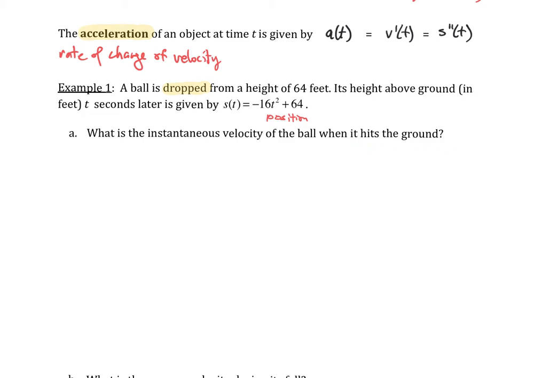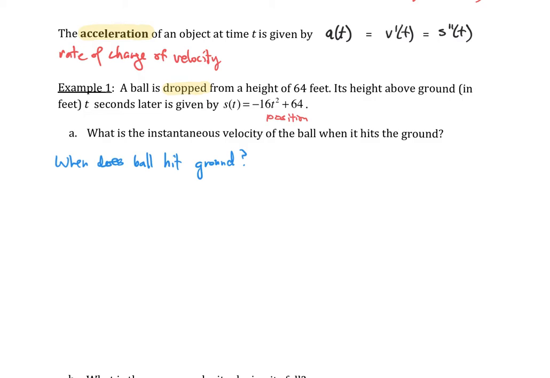So we need to figure a couple things out. The first thing we need to figure out is, when does the ball hit the ground? And you have to ask yourself, is that a position thing? Is that a velocity thing? Or is that an acceleration thing? And this is actually a position thing.